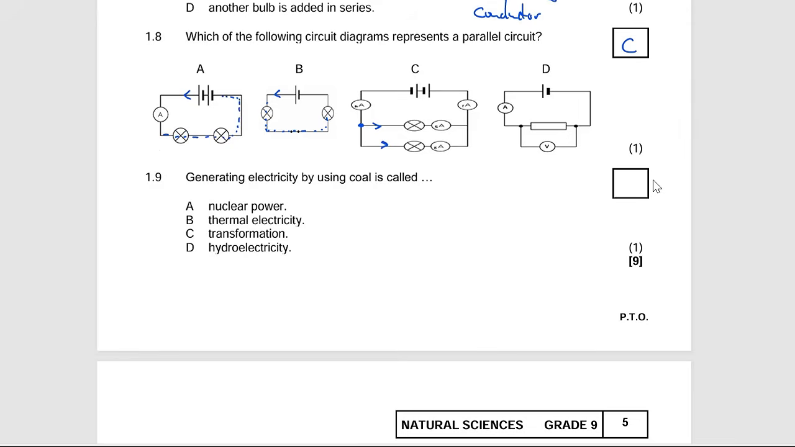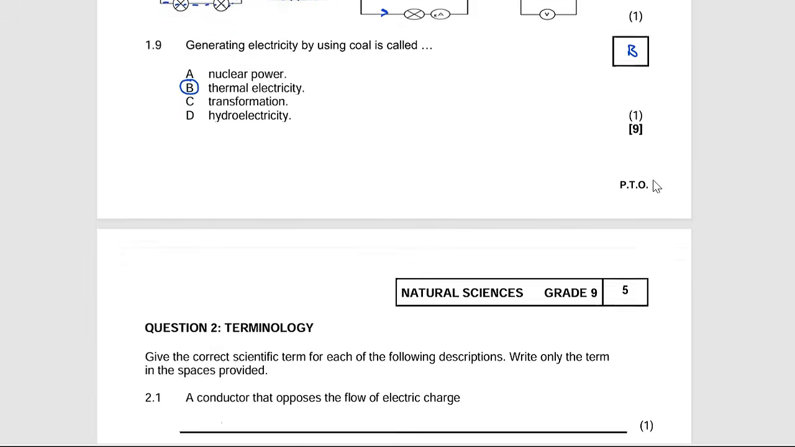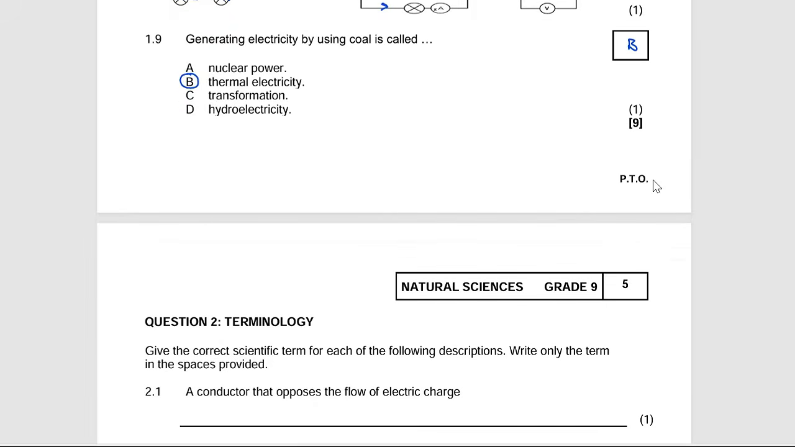Then question 1.9, generating electricity by using coal is called what, right? We've got option A, which is nuclear power. This is incorrect. For electricity using coal, what we are going to have is thermal electricity. Thermal means through the use of heat. So our option for this multiple choice question, the last one, 1.9, is going to be B. Then transformation is incorrect, hydroelectricity is incorrect, as well as nuclear power.